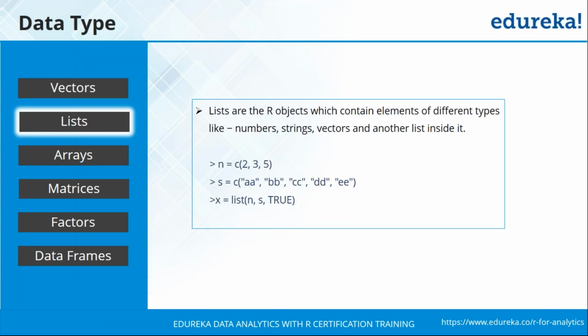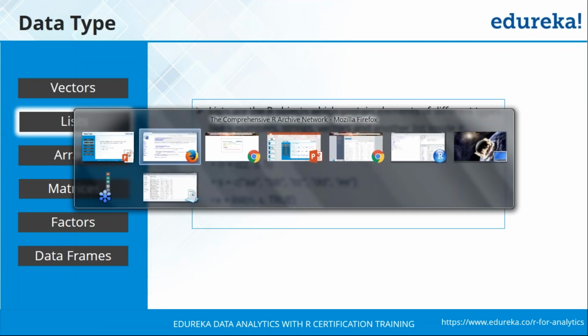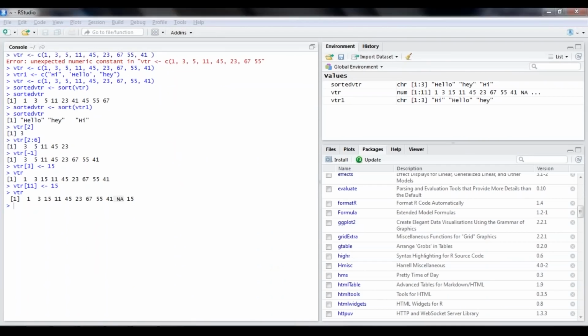It's the same thing, but it is just different with respect to what kind of data types that you can store. In vectors, we had seen that you can only store one kind of data type, but in a list, you can store different data types. Let me just show you how to do that.